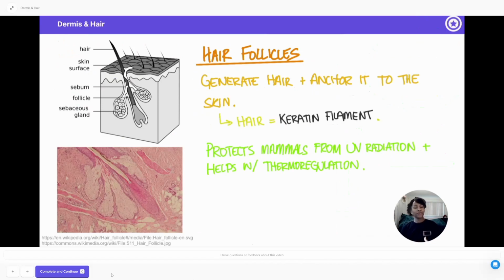Hair actually has a very important protective role when it comes to mammals and other animals. So what hair follicles do is that they generate the hair itself, and hair is simply long strands of keratin protein. When we say that something is a filament, that just means that it is in a long, thin form. Basically, the hair follicle not only grows the hair, but it helps to anchor it there. And hair not only provides a means of regulating temperature by insulating us, but it also protects us from the sun.